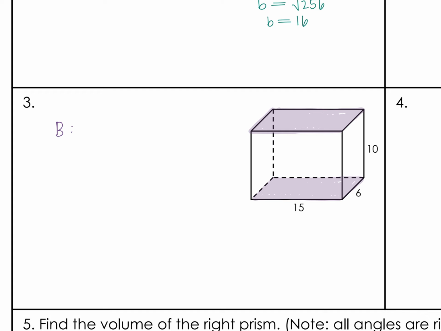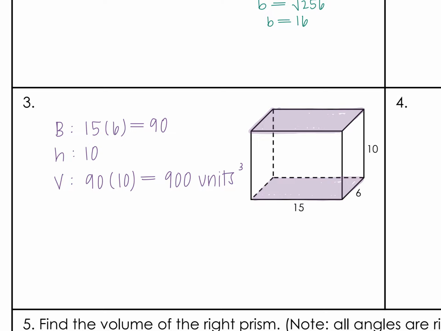So since it is a rectangle, for area of a rectangle, we have our base times our height. So 15 times 6 is going to give me 90. And then my H is going to be that 10 from base to base. So to find the volume, I'm going to just multiply that 90 times 10 to get 900, and we're going to use units cubed since there are no units provided.